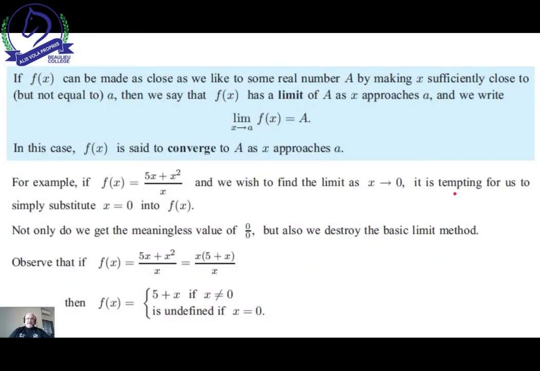So here is a second example. We have a function f of x equals 5x plus x squared over x, and we wish to find the limit as x approaches 0. And please note that in this case we say as x approaches 0 simply because when x is equal to 0, this function doesn't work. You cannot simply substitute 0 in this function because you're going to end up with something meaningless or undefined, which is 0 over 0. So how do we go about finding that limit?